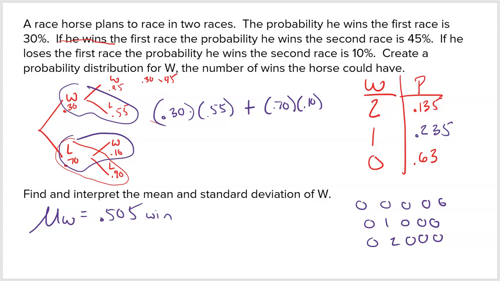Well, in the long run, his average is going to be very, very low. But again, because there are multiple outcomes, there is going to be a standard deviation attached to this as well. And the standard deviation was 0.721 wins. All right, so in the long run, if this horse were to race 2 races many, many times, the average number of wins would be 0.505, and the standard deviation would be 0.721 wins. Pretty simple. Hope everybody understands that.